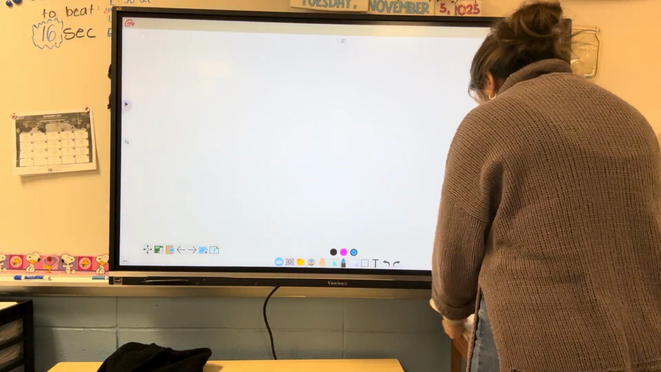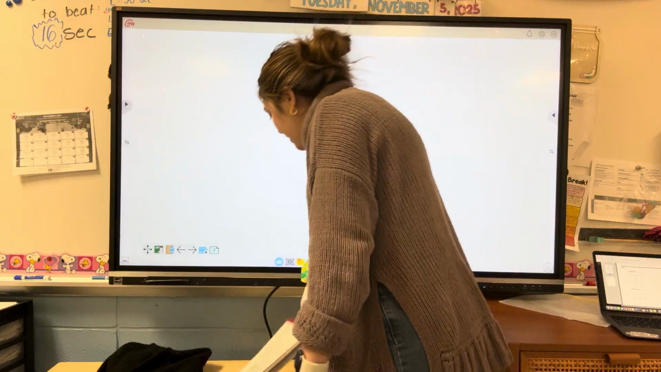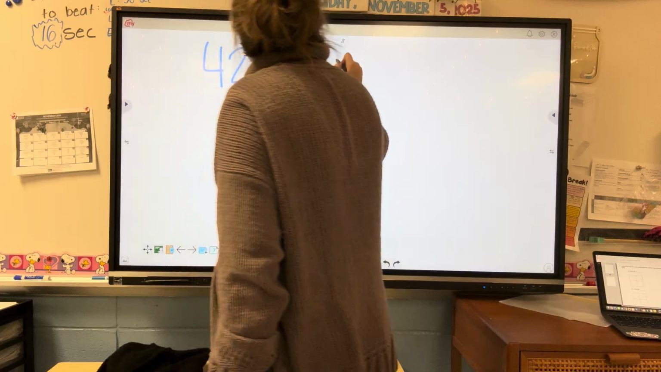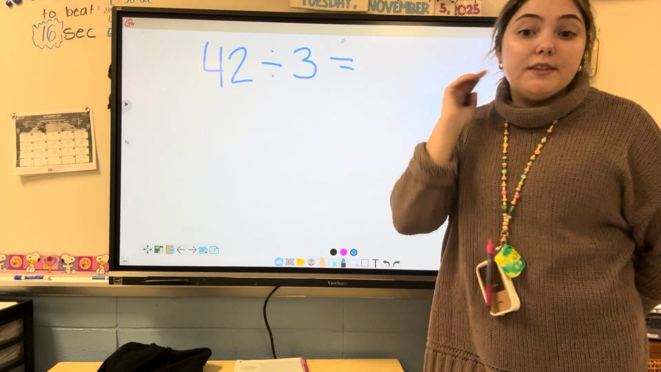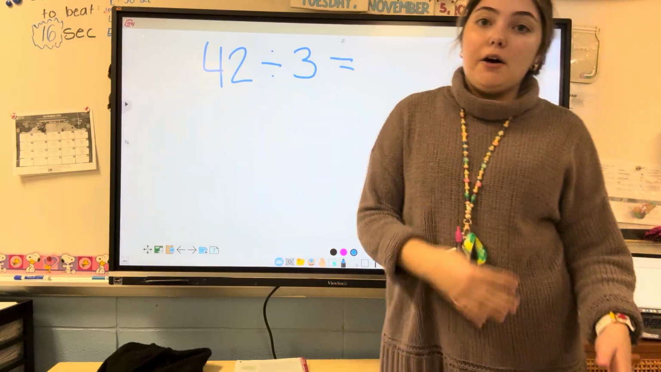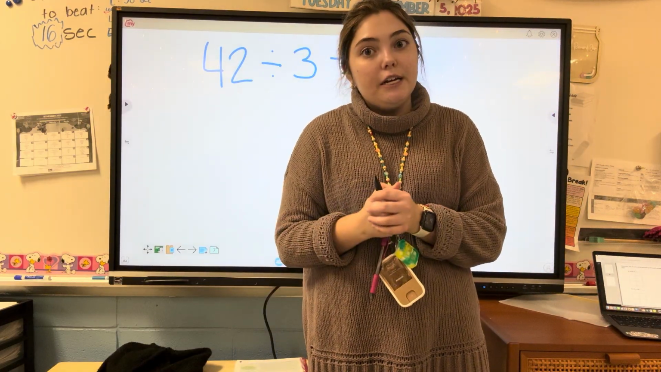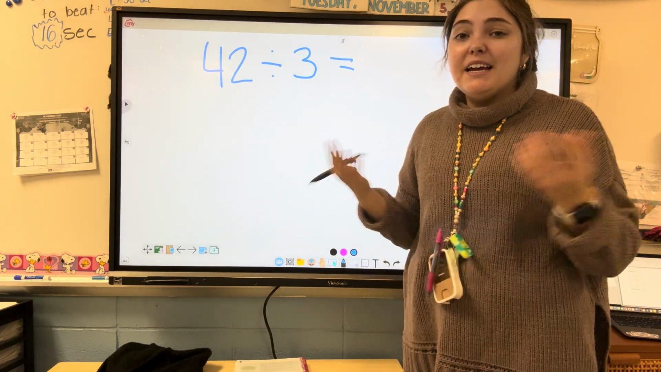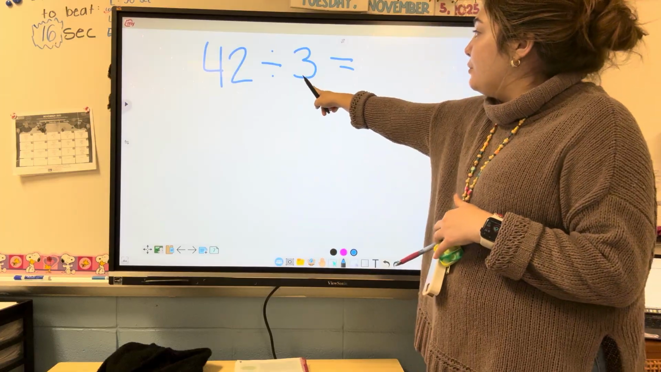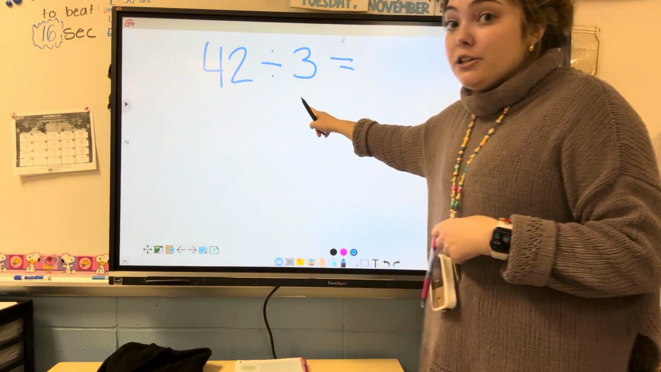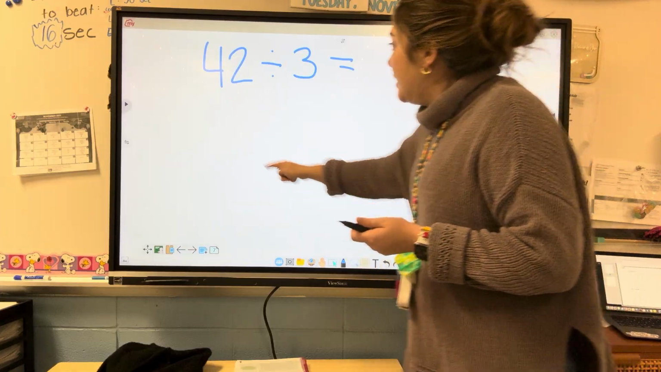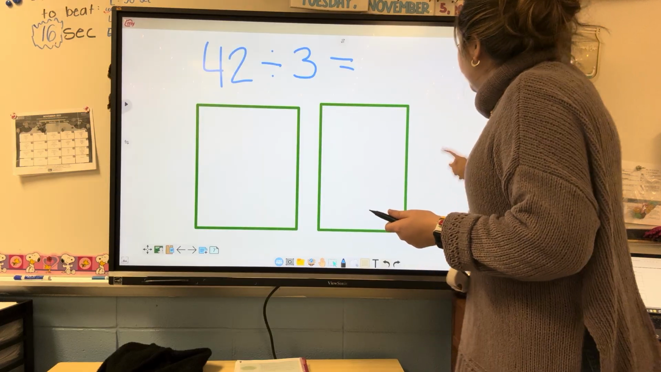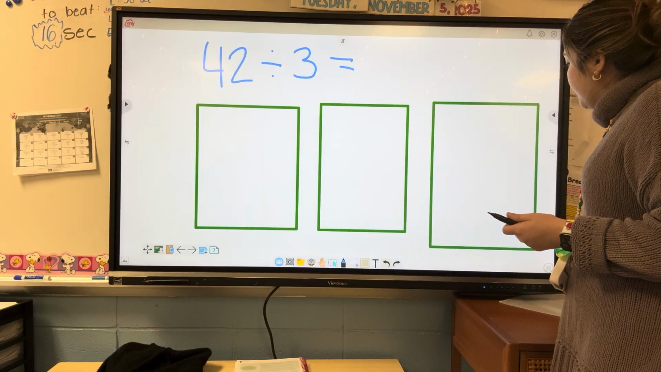Okay, so for my first problem, I'm going to do one that we did today, and we did 42 divided by 3. So right now we are only working with these base 10 blocks or drawing it out because they haven't really done a lot of division yet, so we really need to break it apart so they're understanding it. So first what I'm going to ask them is, how many groups am I going to have? And they're going to tell me 3 because I'm splitting this number into 3 groups. So up here on the board, I draw 3 squares so they know I'm splitting it into 3 groups.